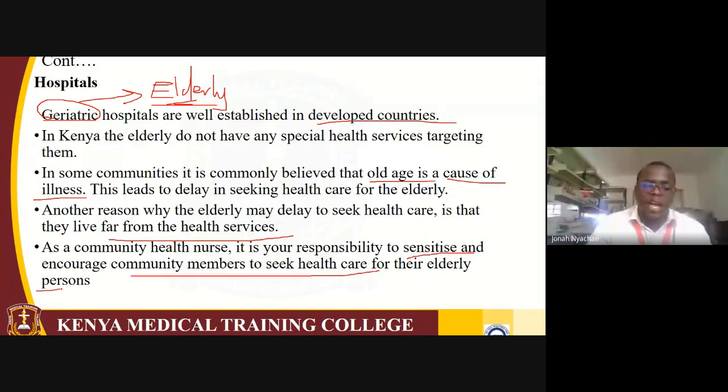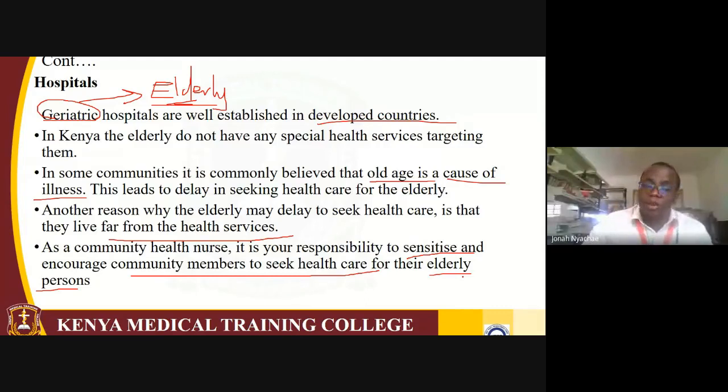And even if you are in a position to start a program where you can identify all the elderly within your community, even if it is once a month, instead of just waiting for the patients in your facility, you leave someone there and the rest can go inside the community and look for these persons.